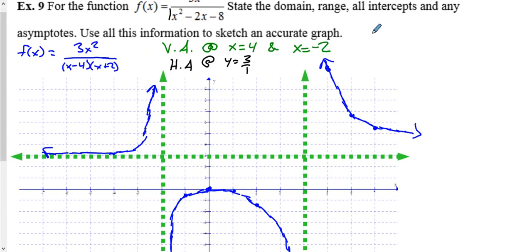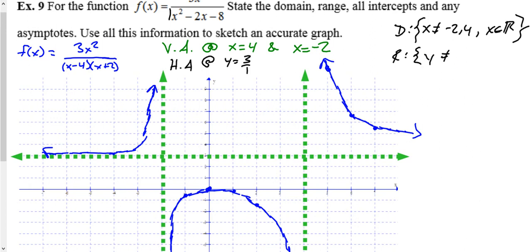So domain, range, and all my intercepts. So off to the side here. Again, my domain is going to be x cannot equal negative 2 and that positive 4 there, but x is an element of the reals. And yes, I know I'm missing my x such that, but I'm just running out of space. My range: y cannot equal positive 3, but y is an element of the reals.